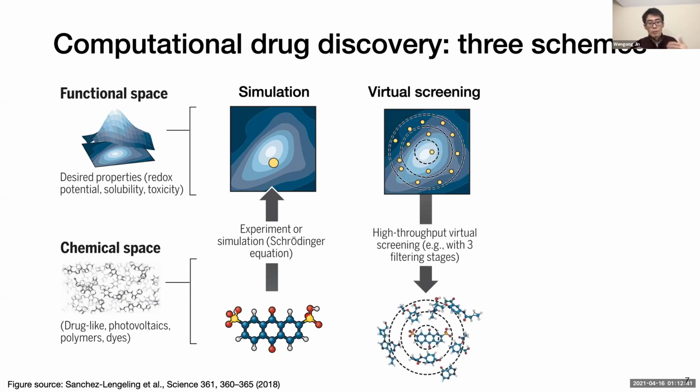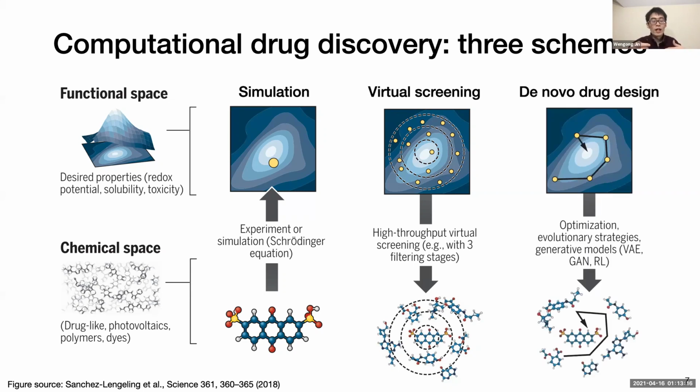The second type of approach is called virtual screening. Instead of doing that simulation, you directly predict: if I give you the structure of the molecule, can you directly predict its solubility or toxicity, etc.? If you can predict that well, then I can put a lot of these candidates into your virtual screening model and just select the top ones that have the best solubility or the lowest toxicity.